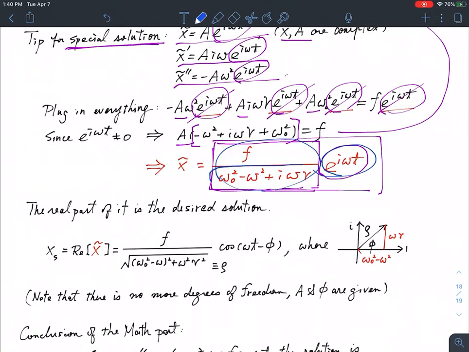One way to quickly get the answer is to look at the complex number in the denominator. It is just a complex number. You can write it in the complex plane.